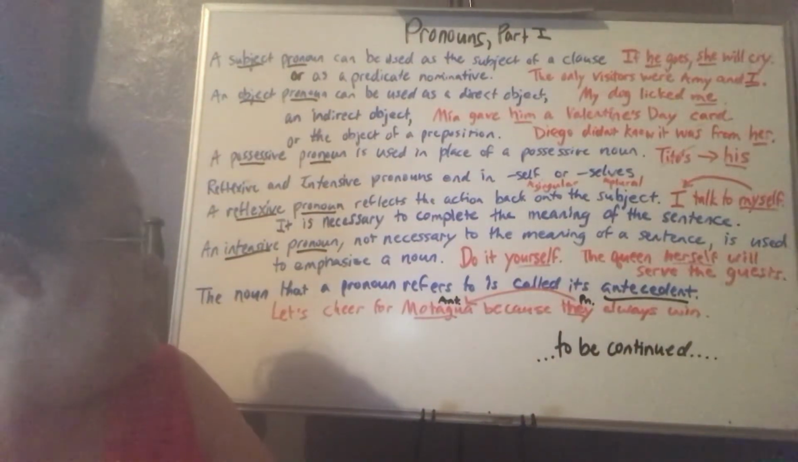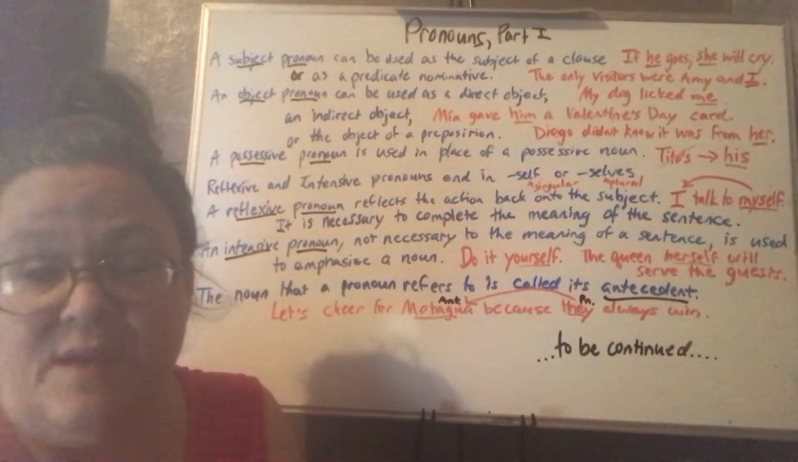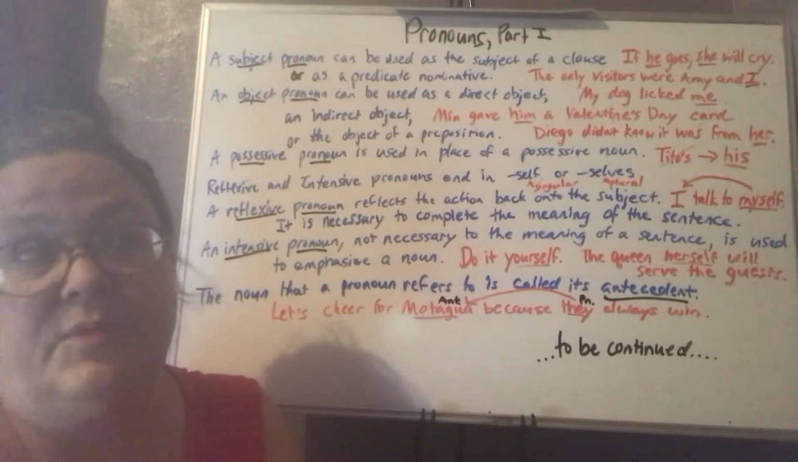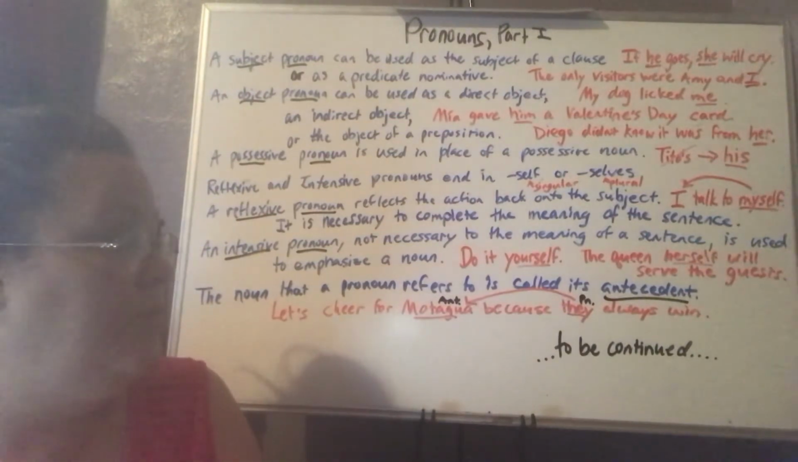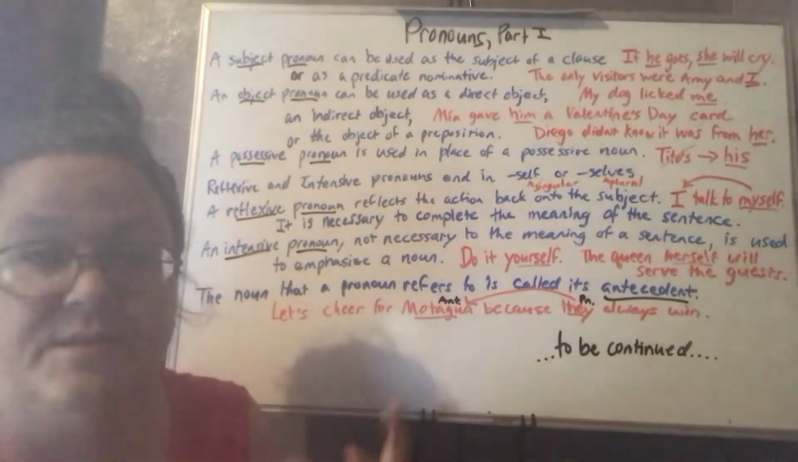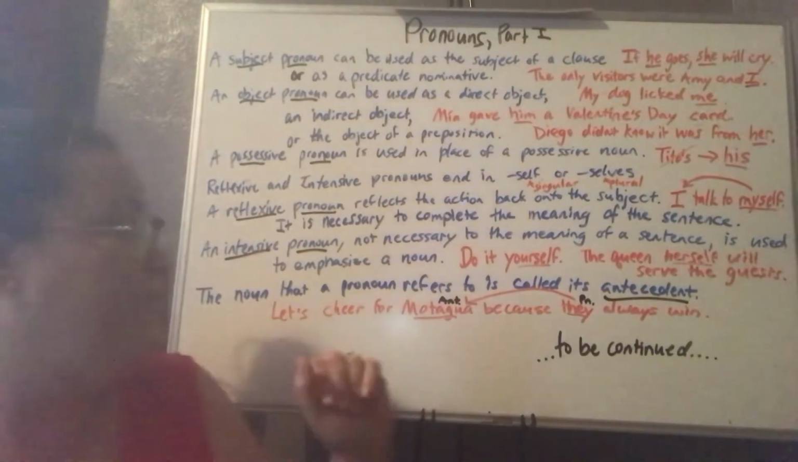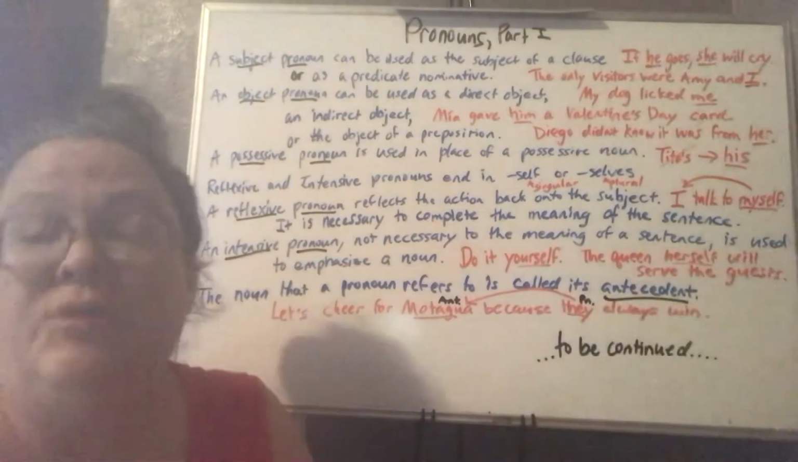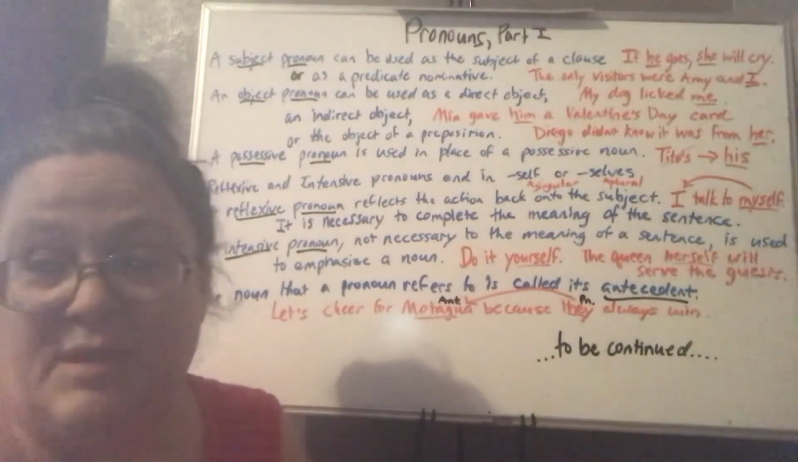The noun that a pronoun refers to is called its antecedent. Almost all pronouns have antecedents. We'll get into a list of pronouns next time, in the next video, that do not have antecedents, or do not have exact antecedents that are at least mentioned. Anyway, so it says, let's cheer for Motagua because they always win. You don't have to agree with the sentence if you don't like Motagua. That's the first sentence that came to my head. I don't know why.